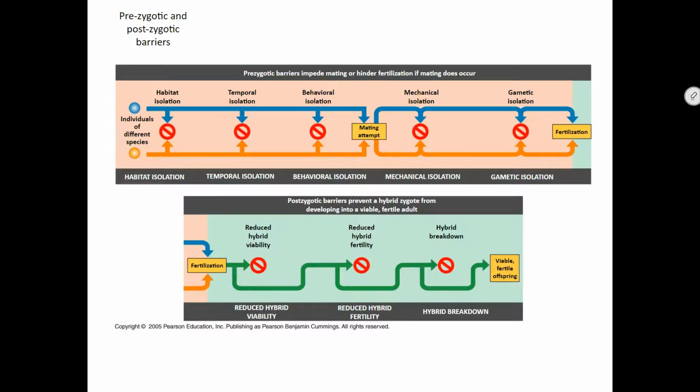Temporal isolation is time. Temporal means time. And so this could be that they reproduce at different times of year. You can think of, well, right now, as it gets warmer, you can hear frogs outside calling, but not every frog is calling. Only one or two species of frog are calling right now. As the year progresses and as it gets warmer and as we move into summer, those frogs that are calling now are going to stop, and another species of frog is going to start calling.